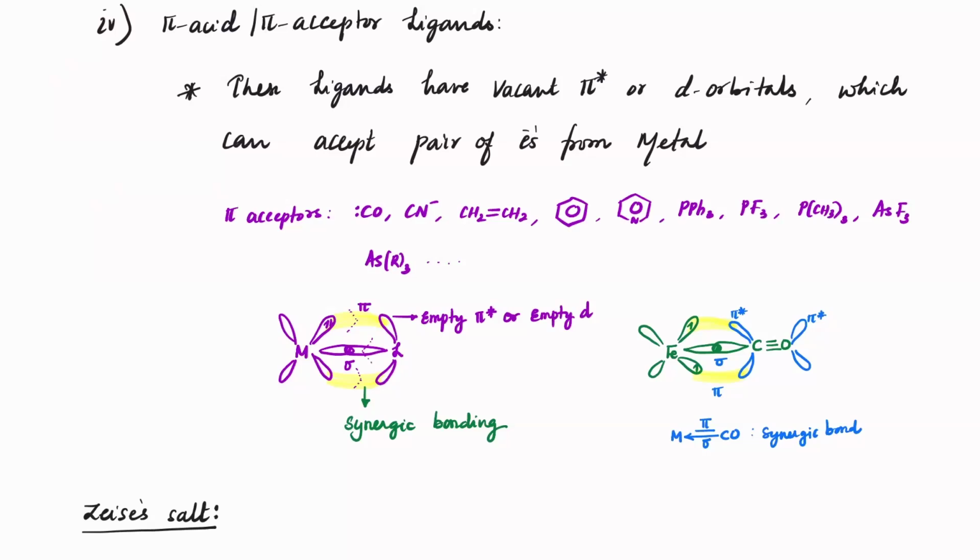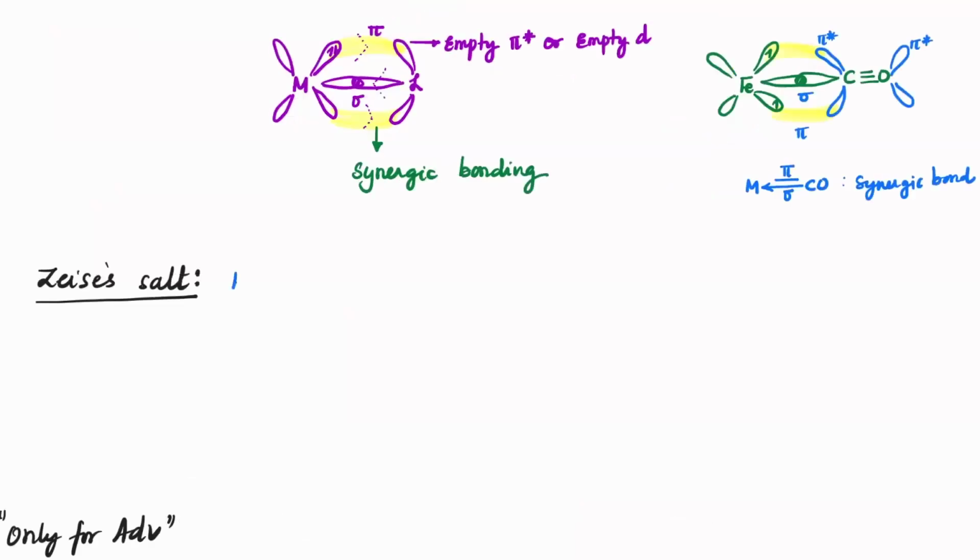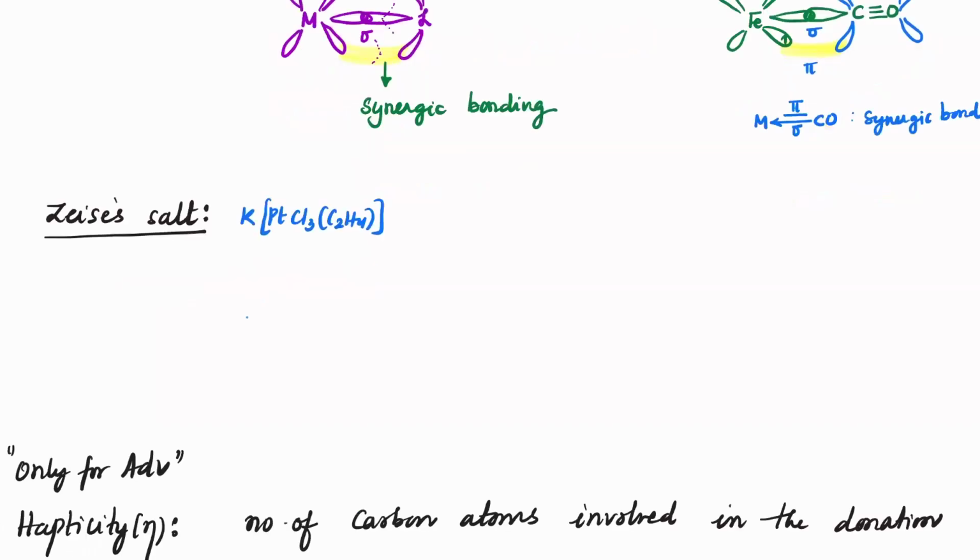Got it? Another very important case in this case is Zeise's salt. The formula of Zeise's salt is potassium trichloro(ethene)platinate, like this one. Okay. This is Zeise's salt. Now, Zeise's salt has Pt connected with three chlorides here.